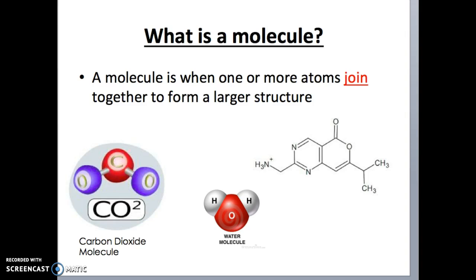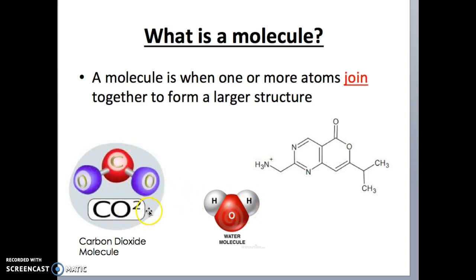In the last lesson, you learned about what atoms are. They are the smallest building blocks of our universe. When atoms join together, they form larger structures called molecules. These are some examples of molecules that maybe you are familiar with. The easiest example is the water molecule, which is one oxygen atom with two hydrogen atoms joined together.